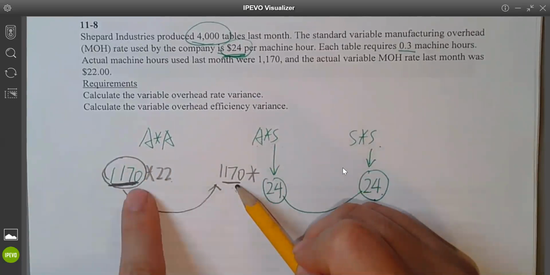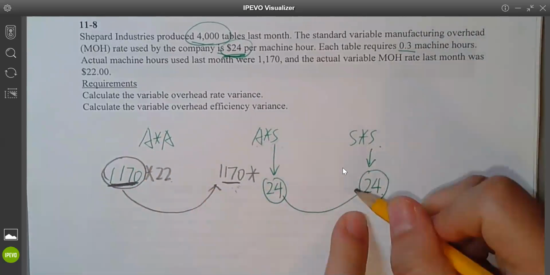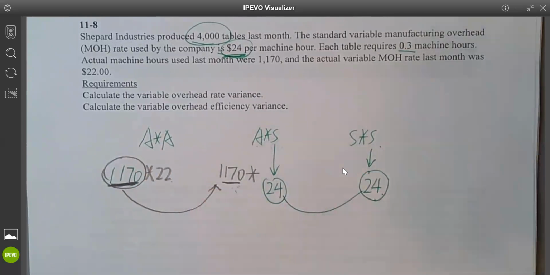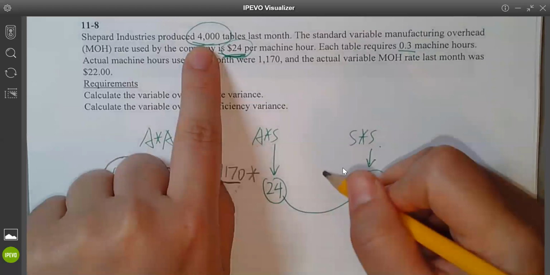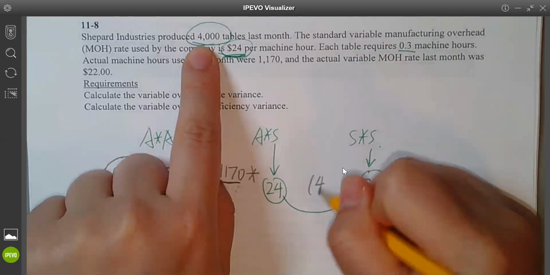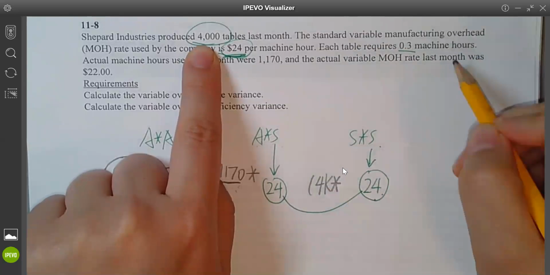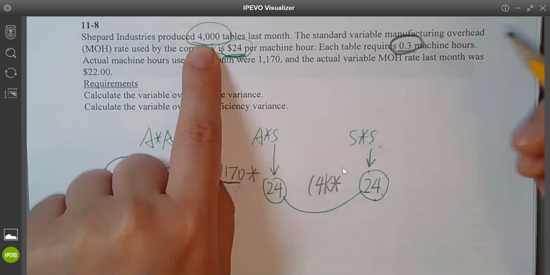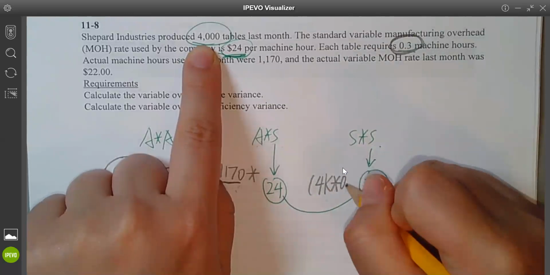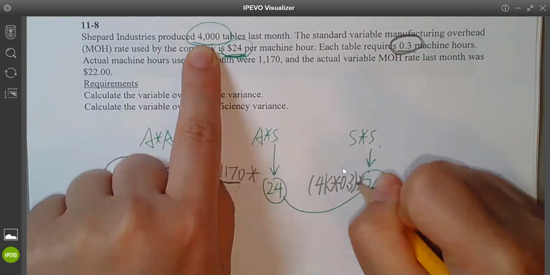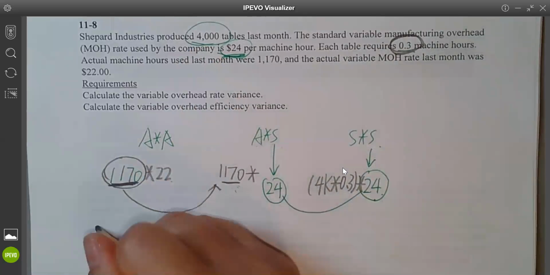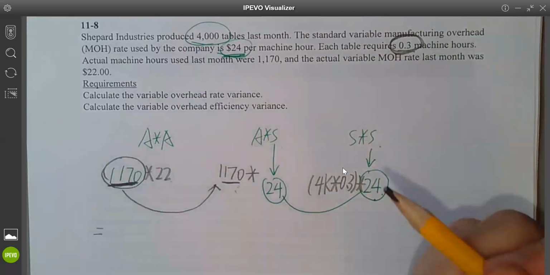So we got this, and now we need to figure out the standard machine hours. We produced how many units? We produced 4,000 units. Based on the standard, one unit needs how many machine hours? 0.3 hours. So now let's get all the numbers.